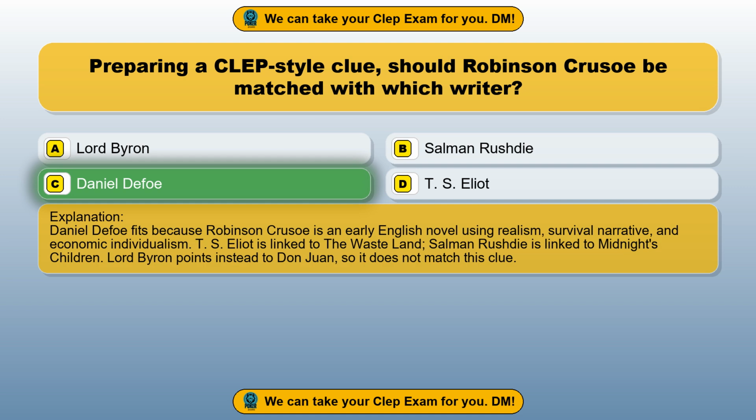Daniel Defoe fits because Robinson Crusoe is an early English novel using realism, survival narrative, and economic individualism. T.S. Eliot is linked to The Waste Land, Salman Rushdie is linked to Midnight's Children. Lord Byron points instead to Don Juan, so it does not match this clue.